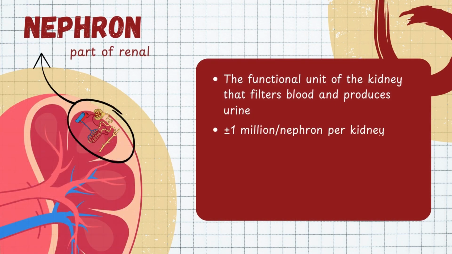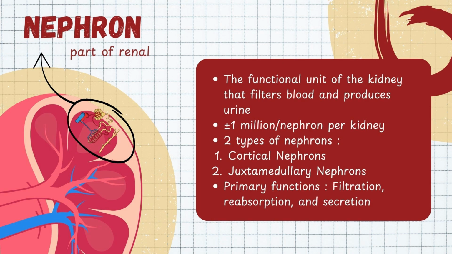And then there's the nephron, the functional unit of the kidney that filters blood and produces urine. There are approximately 1 million nephrons per kidney. There are two types of nephrons: the first is cortical nephrons and the second is juxtamedullary nephrons. The primary functions of the nephrons are filtration, reabsorption, and secretion.